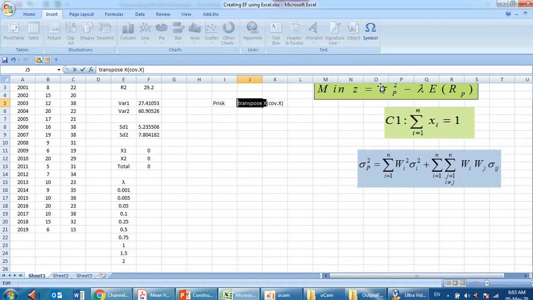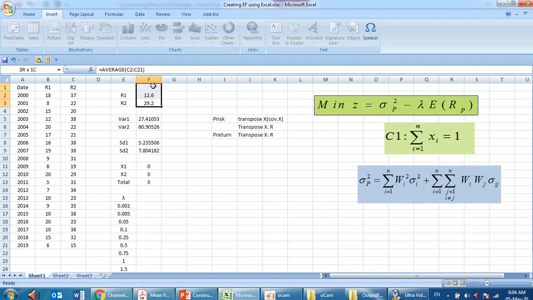You get this figure, and in order to calculate the portfolio return, you calculate the transpose of the weights into your returns, the average returns. These are your average returns. Why is it like this? Because this is a 2 by 1 matrix and the weight is a 2 by 1 matrix.